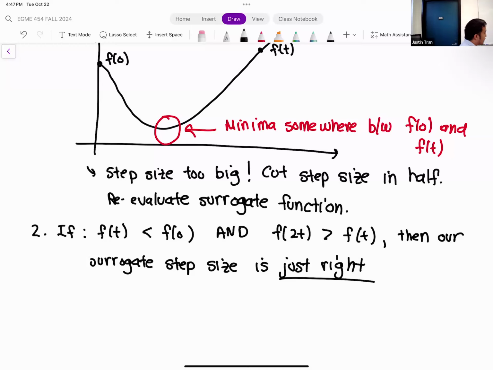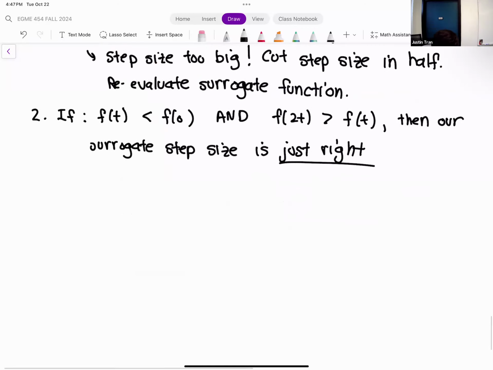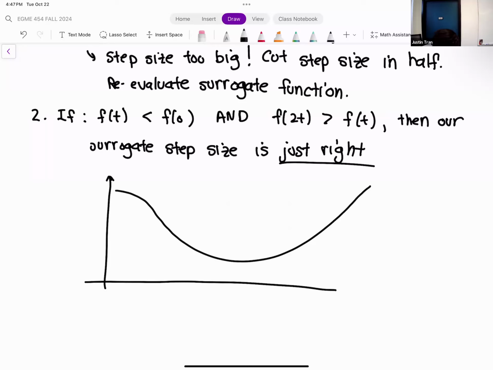This tells us that, within our domain, we're able to observe our objective function go down in value, and then also go back up in value. That tells us that somewhere in between, our function achieves a minimum and comes back up. So we say that our surrogate function is just right in this case. Kind of drawing the figure from above, let's say our function looks like this.